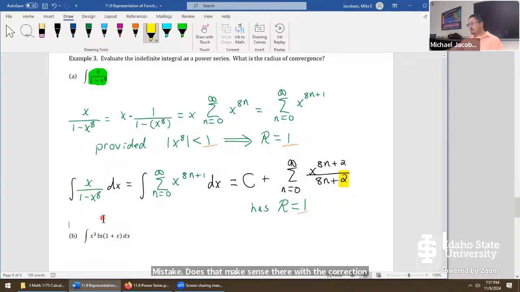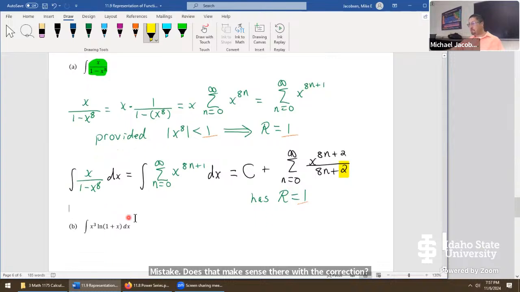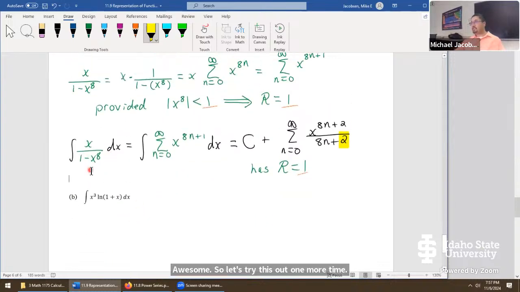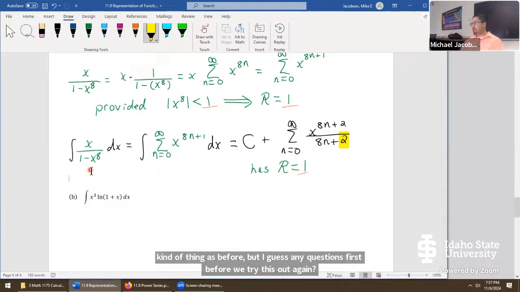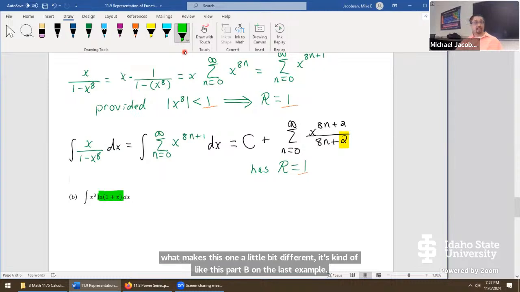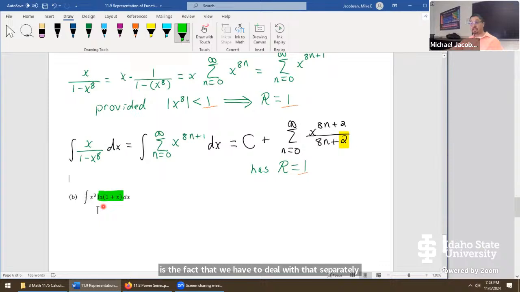Awesome. So let's try this out one more time. X cubed natural log 1 plus x. Same kind of thing as before, but I guess any questions first before we try this out again? Okay, what makes this one a little bit different, it's kind of like part B on the last example, is the fact that we have to deal with that separately. We don't want to necessarily find the power series representation of the whole thing all at once.